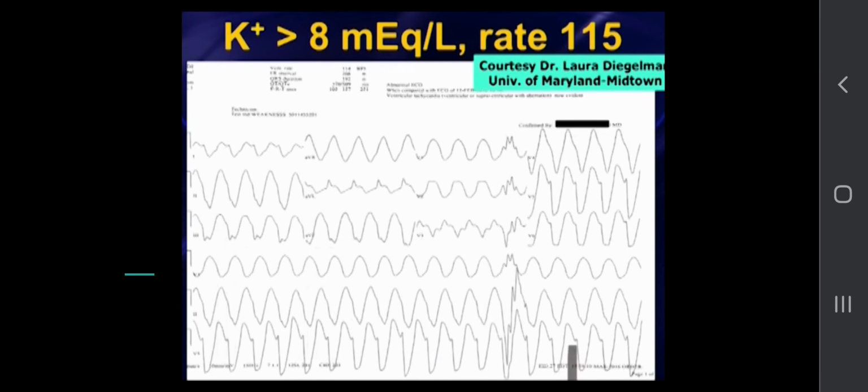Here we have another patient with a slow heart rate and some really wide complex QRSs. This patient had a serum potassium level of 8 milliequivalents, heart rate of 115, which is definitely under that 130 and 120 range that we're suspicious of.